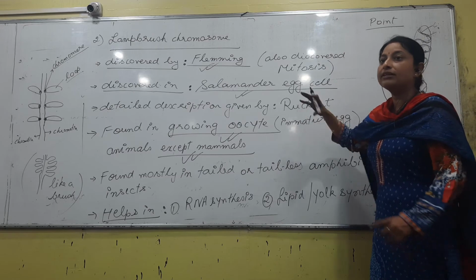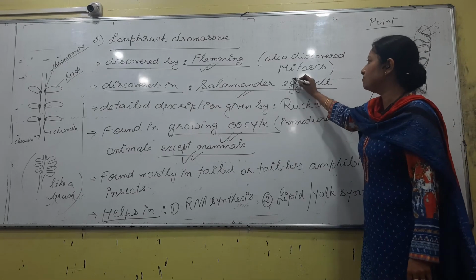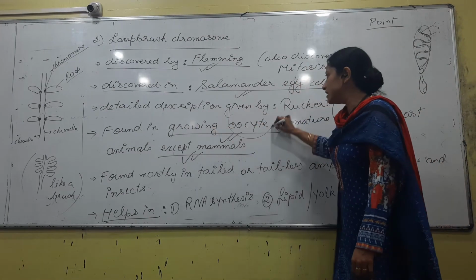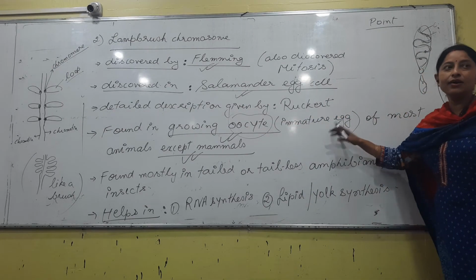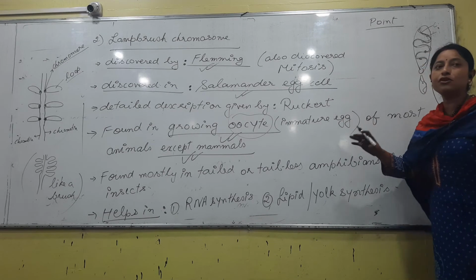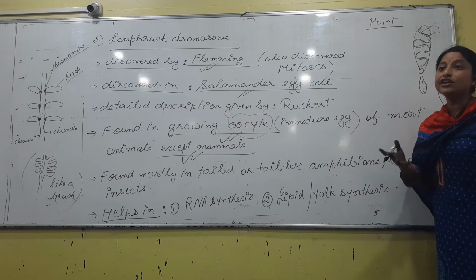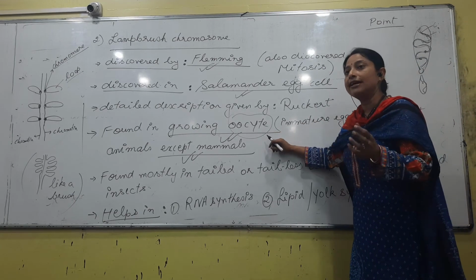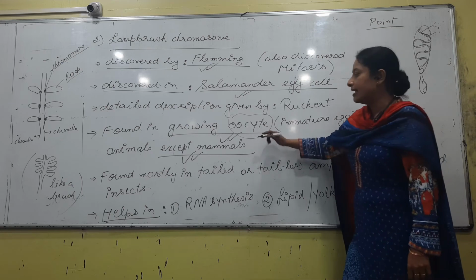A very big lizard-like animal is called a salamander, but that is not so important. What is important is this word: it is found in the growing oocyte. What is an oocyte? An immature egg. To form an egg, it has to have the proper contents. In the process of maturing, that structure is called an oocyte. The egg is not formed yet, but the formational process is going on, and that cell would be called an oocyte.